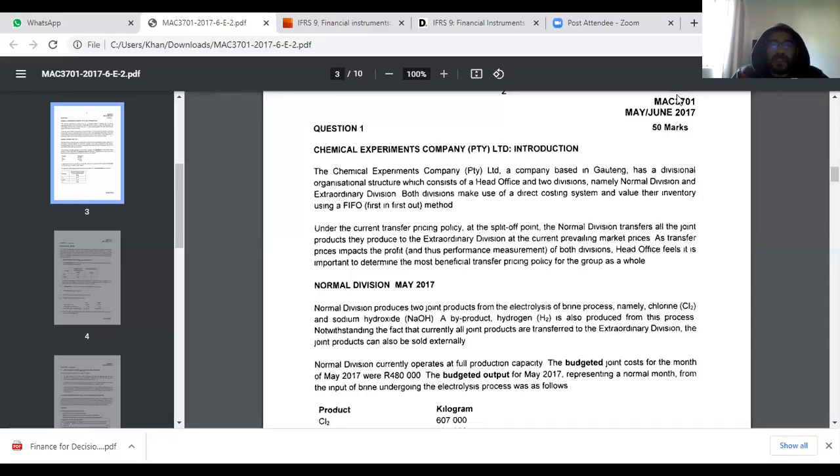Okay, so this is MAC 3701, May, June 2017, question one, where we're going to be covering joint and byproducts. So we're going to be focusing on part B. Part B of question one is asking you to determine whether you should sell the products that come out at the split off point, or whether you should have further processing and then sell it after further processing. Okay, so that's what we're going to determine.